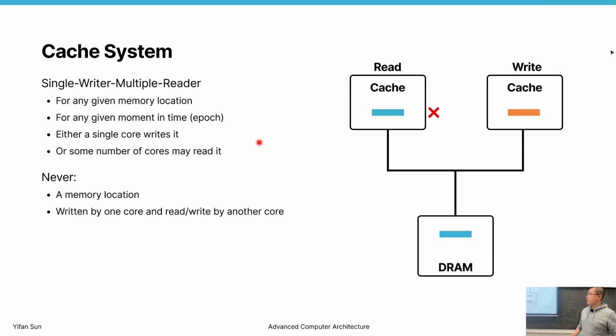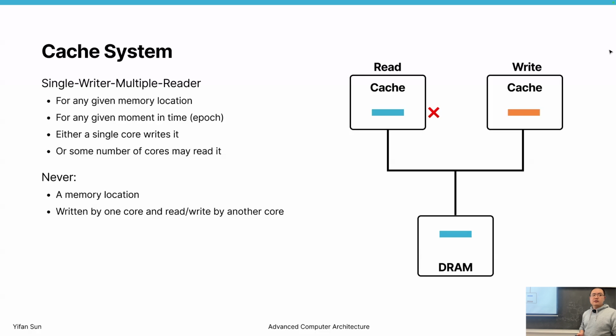Okay, so within one epoch, we can allow two cases. Either a single core writes to it, or some number of cores may read it, right? So we can have a limited number of cores that are reading this data, or we can have a single core that is writing to it. So this defines what is allowed. What is not allowed is more than one core writing the data, or one core writing the data while other cores are still reading from it. This is something that we do not allow.